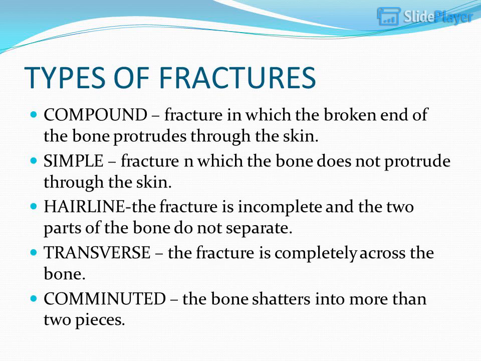Types of fractures. Compound fracture, in which the broken end of the bone protrudes through the skin. Simple fracture, in which the bone does not protrude through the skin. Hairline. The fracture is incomplete and the two parts of the bone do not separate. Transverse. The fracture is completely across the bone. Comminuted. The bone shatters into more than two pieces.